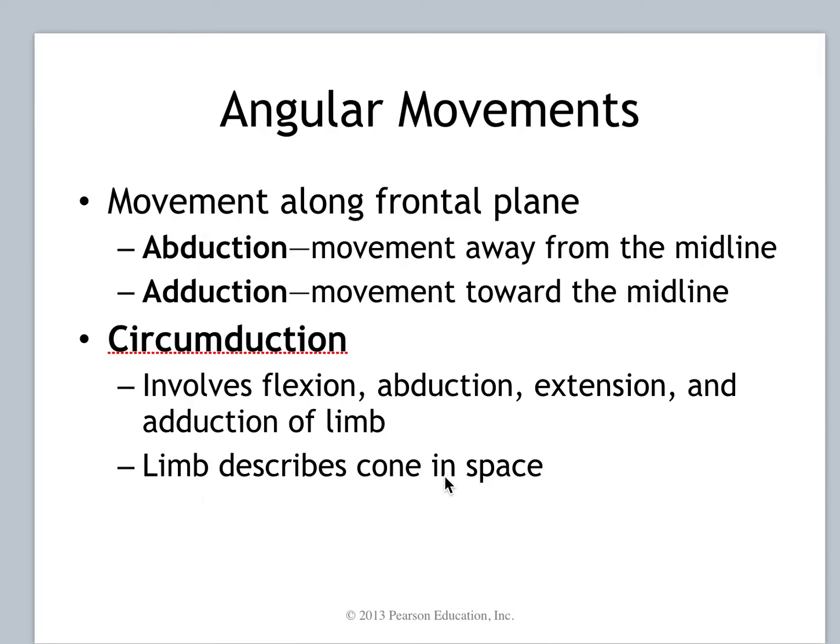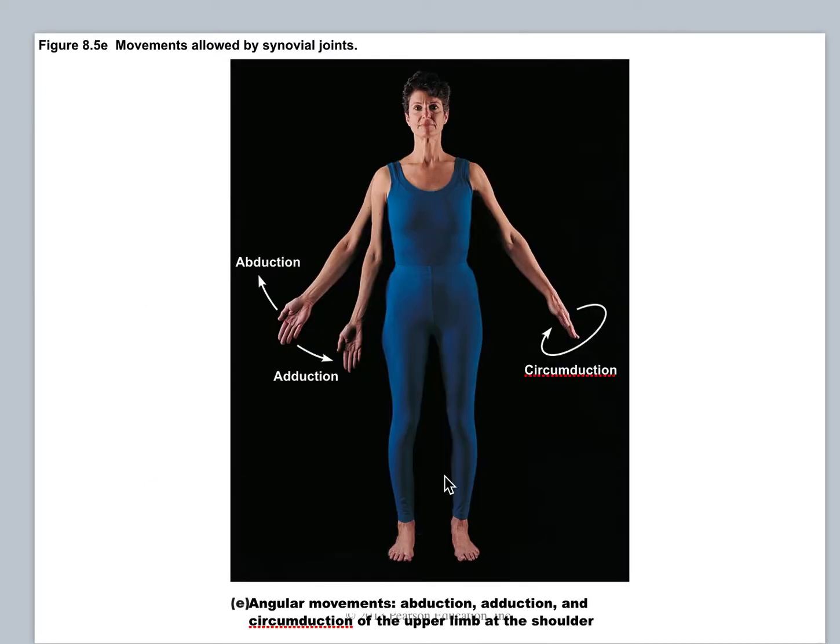Circumduction involves flexion, abduction, extension, and adduction of the limb, and the limb describes a cone in space. The point of the cone is the shoulder, and the movement of the hand is the base of the cone. This illustrates circumduction. There's movement in different planes: flexion, extension, abduction, adduction, all by rotation of the shoulder in the joint here.